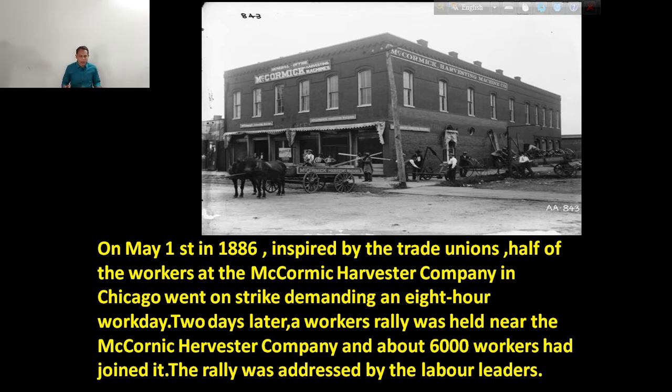The rally was addressed by the labor leaders. It was organized by the labor leaders. The labor leaders encouraged the workers to fight to get their demands. Here you also find the real scenario of that time's McCormick Harvester Company. It is the real company, and you will find the name of the McCormick Harvester Company of that time.